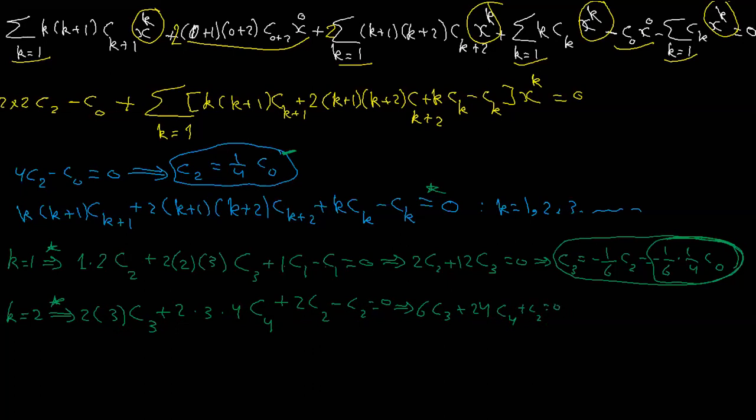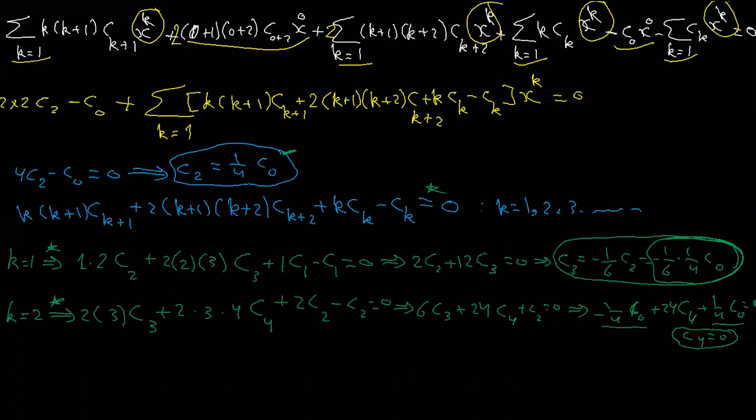Now I'm going to write all of them in terms of C0. That will give me now 6C3. Here you will cancel 6 with 6, so it's negative 1 over 4 C0, plus 24 C4, plus C2, which is 1 over 4 C0, so plus 1 over 4 C0 equals 0. Now, negative 1 over 4 and plus 1 over 4, you can cancel them out. So my C4 is 0.